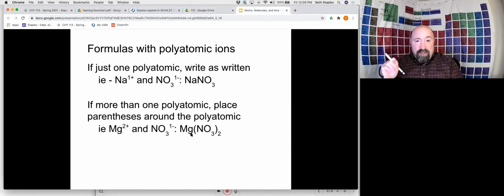That is key when you're writing chemical formulas. If you do not have those parentheses in cases like this with more than one polyatomic ion, it is wrong. And the rules for formulas and names are very, very strict. Missing those parentheses will be 100% wrong every single time. And so that's something that we do have to keep in mind.